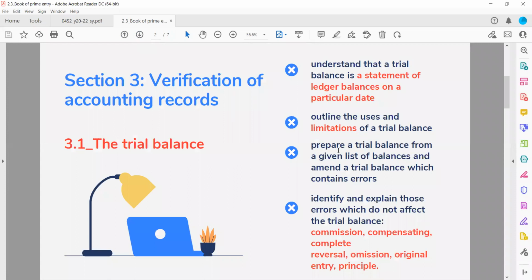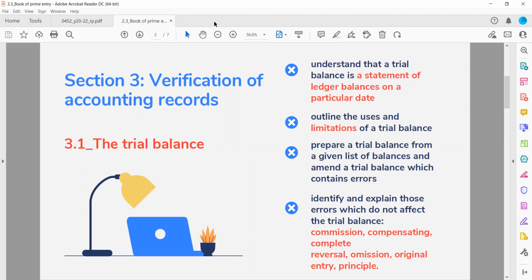Okay, section 3, verification of the accounting record. The first chapter is the trial balance. For this chapter, there's not much to explain because it's normally combined with many chapters. Section 1, section 2, and this chapter may combine together. Or sometimes the trial balance will combine with the next chapter, which is correction of the error.